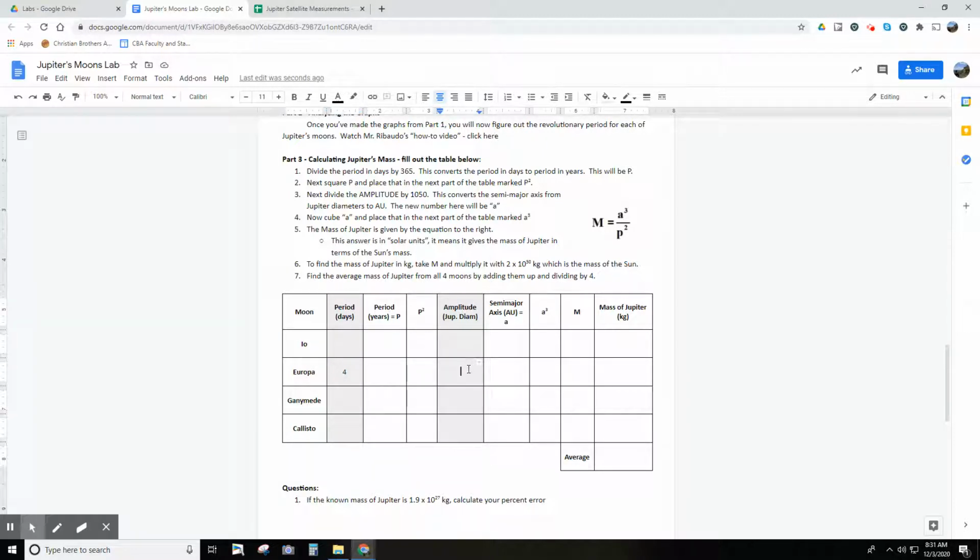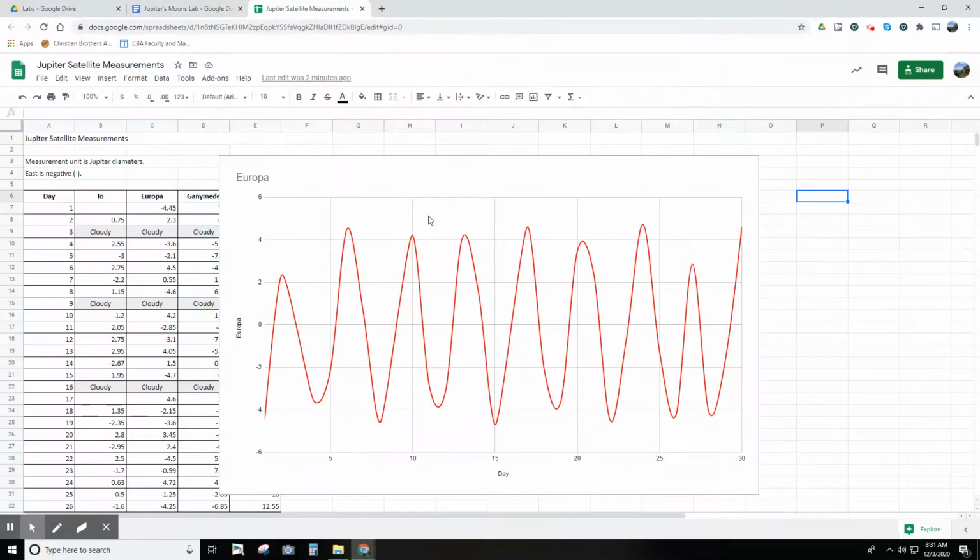The amplitude, and I did Europa, don't forget. The amplitude is how far it goes away from Jupiter. In other words, if you were to consider a drawing here, if this is Jupiter, okay, and Europa's way over here, the distance from Jupiter out to that point is the amplitude. And it's also the radius of its orbit.